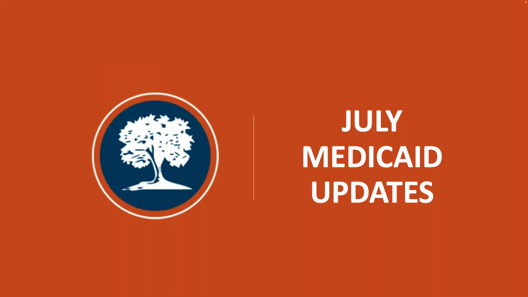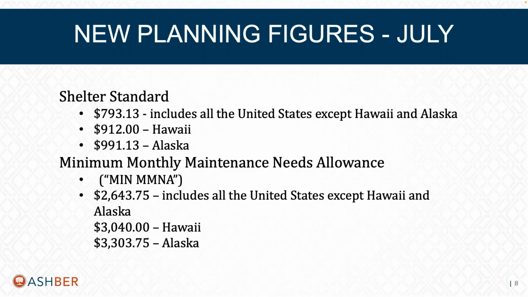All right, so let's go ahead and dive into the July Medicaid updates. As you may know, last month, the new numbers were published for the Shelter Standard and the minimum monthly maintenance needs allowance. There are essentially 3 different numbers for each that are applied. Alaska and Hawaii have their own separate numbers that get updated. We're going to deal primarily with the continental 48 states with what those numbers are in our case examples here.